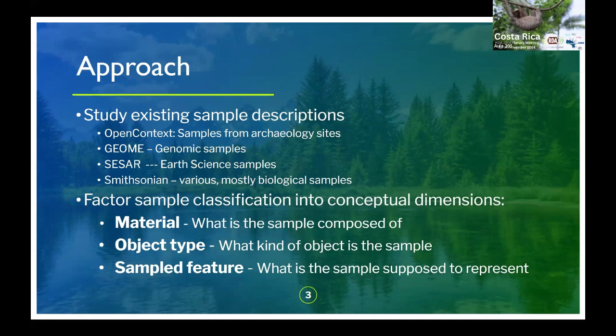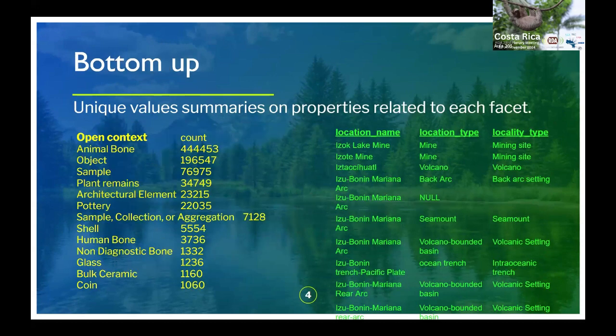And so on each one of these facets, we looked at what's actually in the data we've got in the sample descriptions. Here are some examples in Open Context data. They have an item type, and these are the counts for the different occurrences of these different kinds of item types. And the question is, how do these item types map into the sample classification facets we were thinking of?